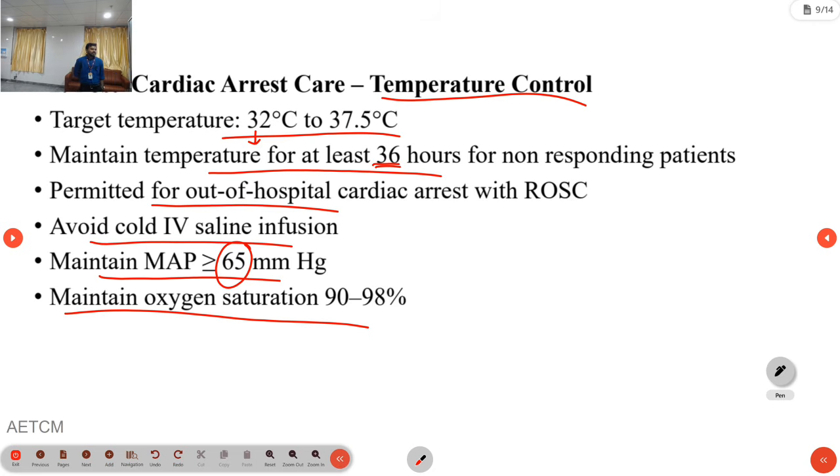Previous guidelines said that it is between 92 to 98%, but now they are saying that it is 90 to 98%. But we should not give 100% oxygen to the patient. If the patient is having hyperoxia, it will produce free radicals and it will damage the brain. So that's why 100% oxygen saturation has been avoided. So keep the saturation of the patient between 90 to 98%.